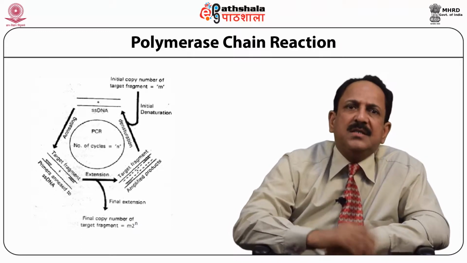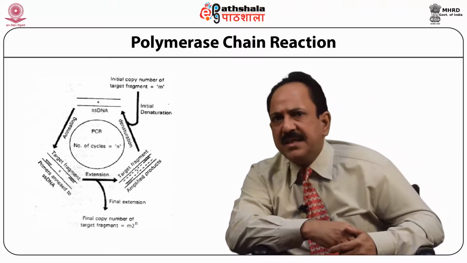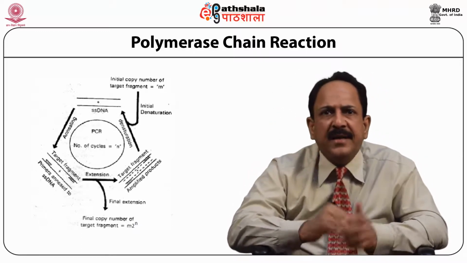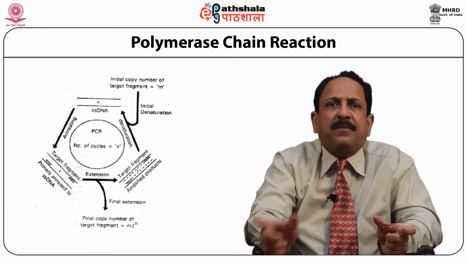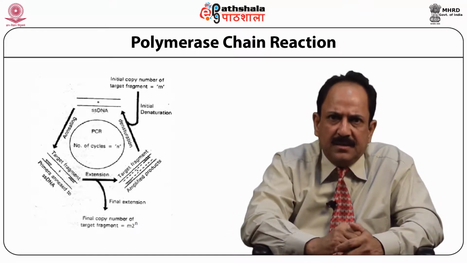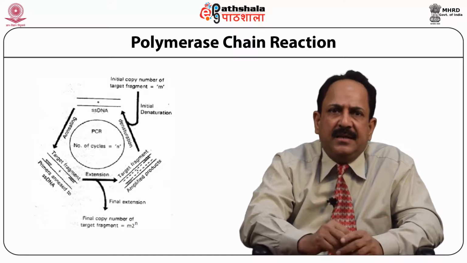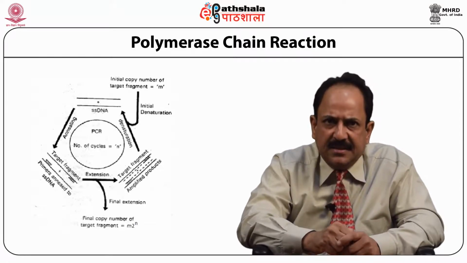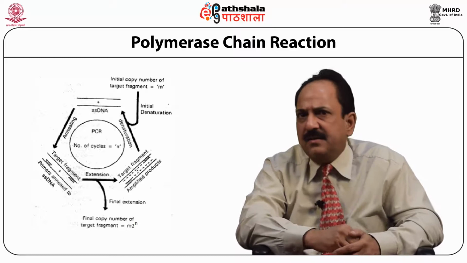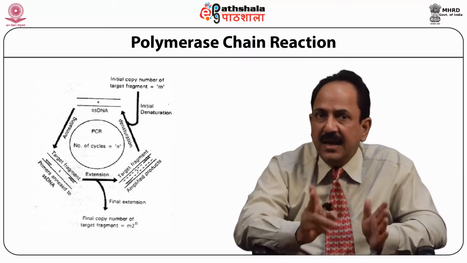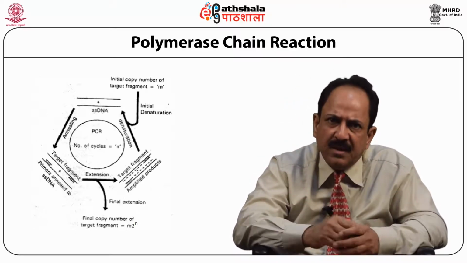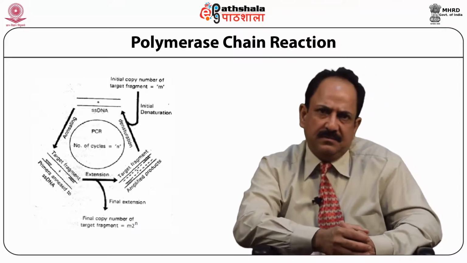Initial denaturation for 5 minutes at 94 to 97 and final extension at 72 degrees centigrade for 5 minutes is also included. Success of PCR basically depends upon the specificity of the primers designed using the target DNA as template. Mistakes here during primer design will result in either no amplification or non-specific amplification.